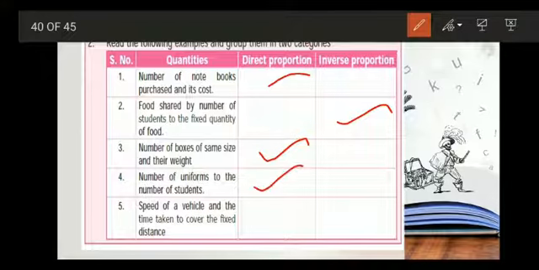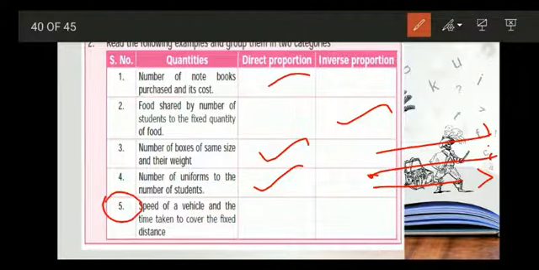Now the fifth one, speed of a vehicle and the time taken to cover a fixed distance. So here the speed of the vehicle and the time taken to cover a fixed distance are compared. Here the distance is fixed. If we are driving the vehicle at more speed, we will reach sooner, right? If we are going slow, it will take more time to cover the same distance. So when speed is increased, time will reduce. When speed is decreased, time will increase. So in which proportion is this? This is inverse proportion. Okay.